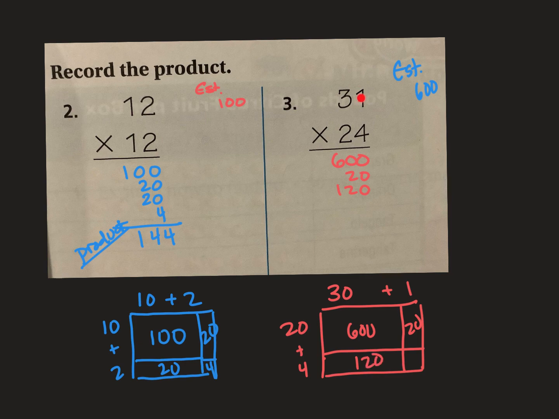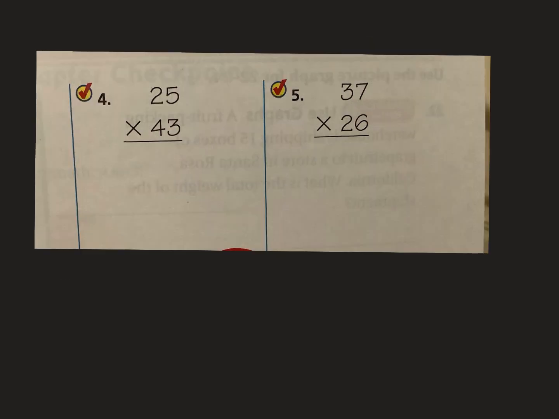And finally, I'll take care of the ones places. 1 times 4, that's this little guy right here. 1 times 4 is 4. Those are all my partial products, and now I will add them all up to get my main product. 2 plus 2 is 4, and 6 plus 1 is 7. 744 is not too far off from 600, especially knowing that we rounded down on both of those numbers. Reasonable answer.